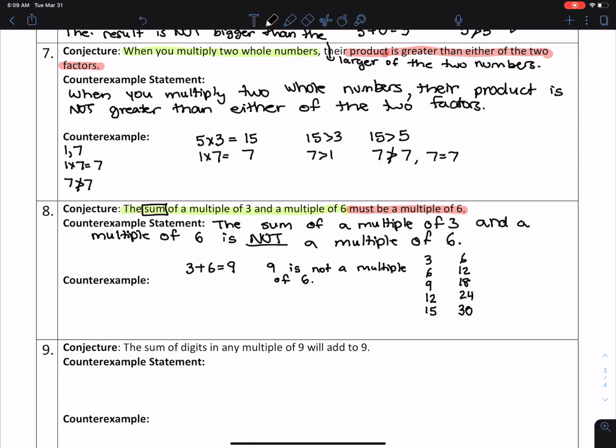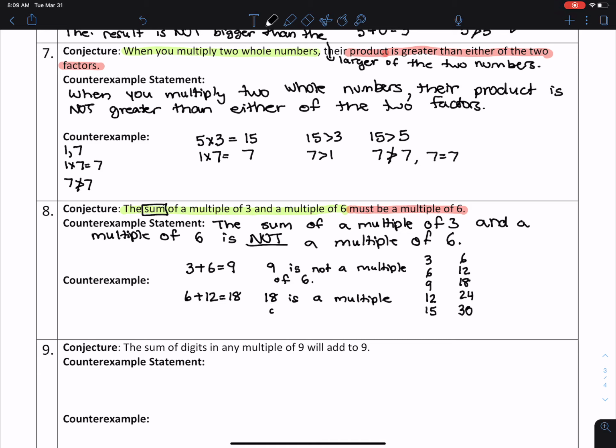But let's even take another example. 6 plus 12, this is 18. 18 does happen to be a multiple of 6. So this would be showing that my statement is true. The first example would be showing that my statement is false.